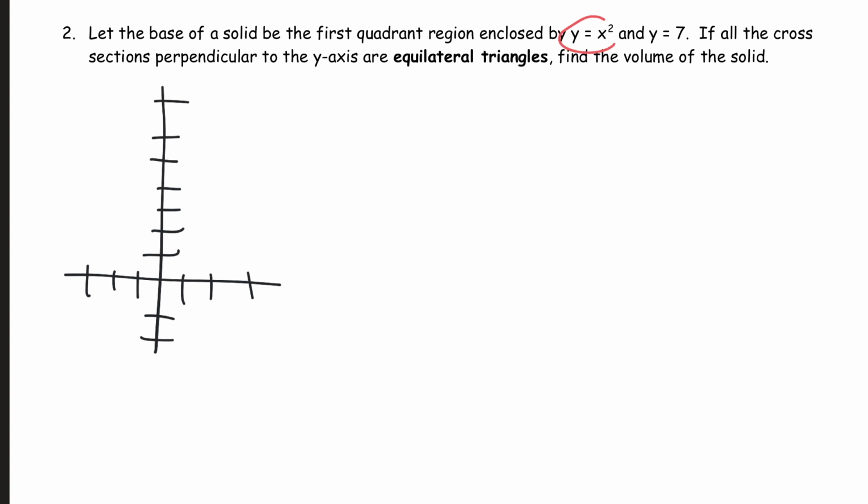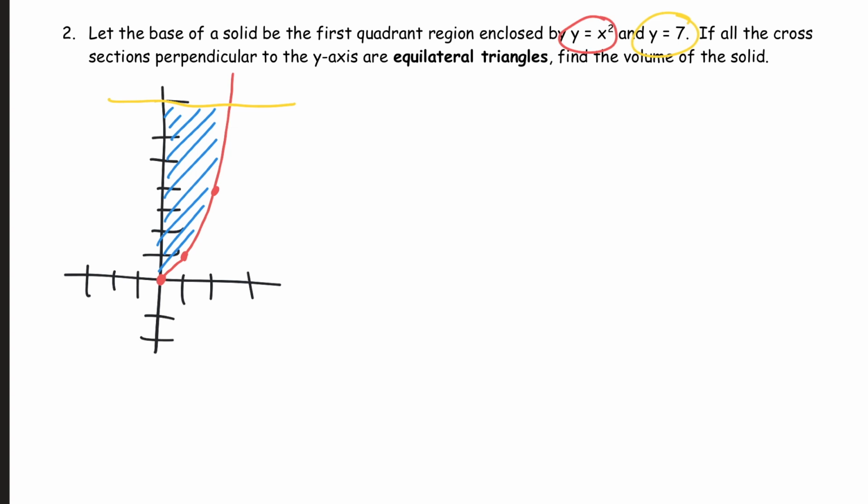All right, so this problem, we want the base of a solid to be in the first quadrant, enclosed by y equals x squared and 7, so let's go draw those. Because it just said the first quadrant, I only care about the right half of this. So I'm just going to focus on the quadratic to the right side of the y-axis, and then y equals 7 is going to be here. So the first quadrant of that is going to be this blue section here.